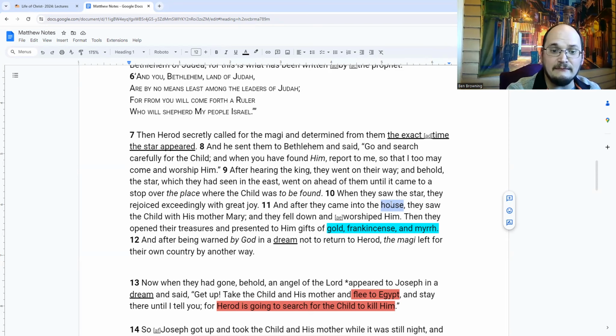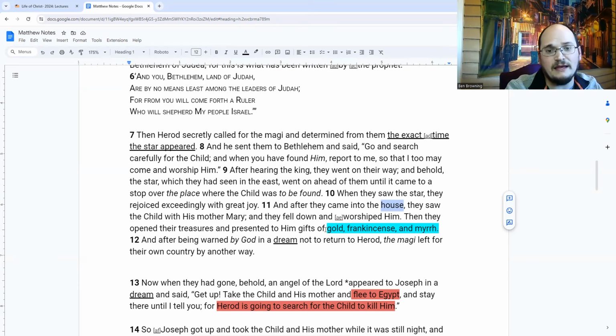So after they came into the house, they saw the child with his mother Mary, and they fell down and worshiped him. And then they opened their treasures and presented to him gifts of gold, frankincense, and myrrh. And after being warned by God in a dream, they did not return to Herod. The Magi left to their own country by another way.